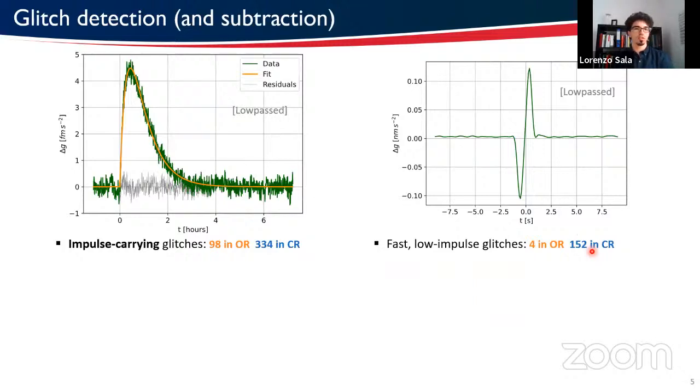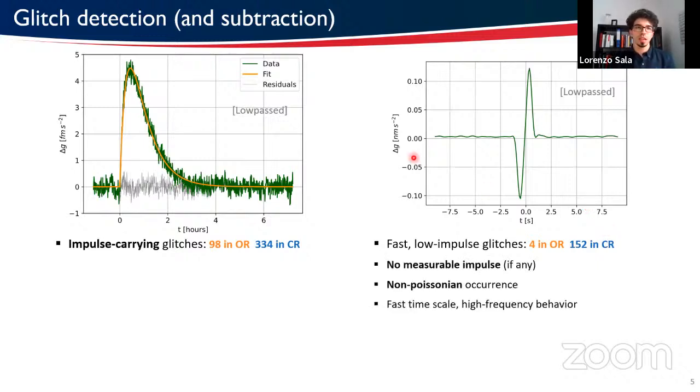So what are we talking about? We are talking about these glitches in the differential acceleration between the two test masses. We detected two families of glitches. One we call the impulse-carrying glitches, which were detected all over the mission, and many of them were very long lasting. The second category we call the low impulse glitches, which were very fast and were detected almost only during the cold runs.